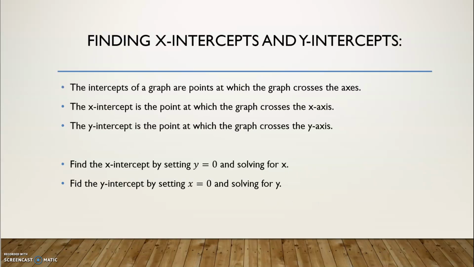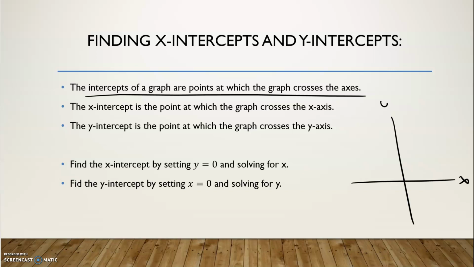Okay, now let's look at trying to find x-intercepts and y-intercepts. Now an intercept of a graph is where the graph crosses the axis. And it says that right here. It'll cross one of the axes. So if I have, here's my x-axis and here's my y-axis. If I have a graph that crosses my y-axis, then right here at this point, I have a y-intercept. If I have a graph that crosses my x-axis, then right here at this point, I have an x-intercept.